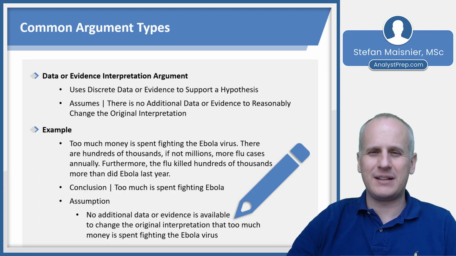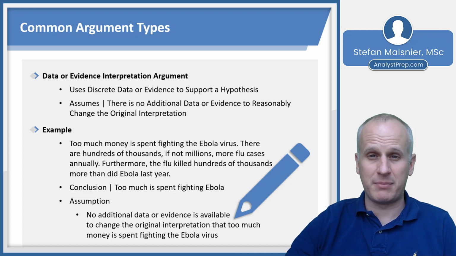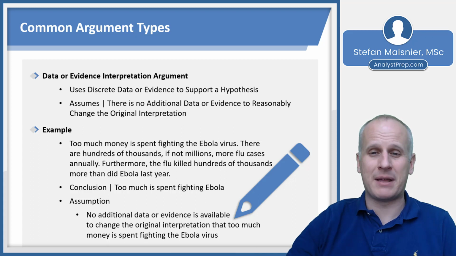And if you think critically, you might be able to posit some additional statistics that might change this outcome, if we find out that the flu has a mortality rate of 0.0005% because everybody gets the flu, versus Ebola that maybe has a 50% mortality rate. Even though Ebola is rarer, we might be more concerned with it and want to spend money in combating that disease.